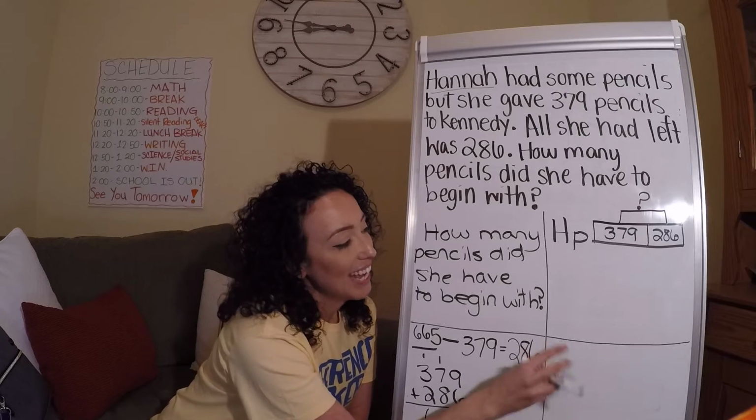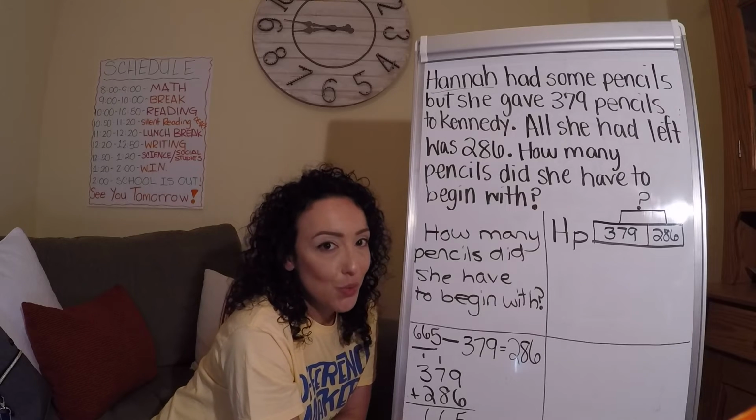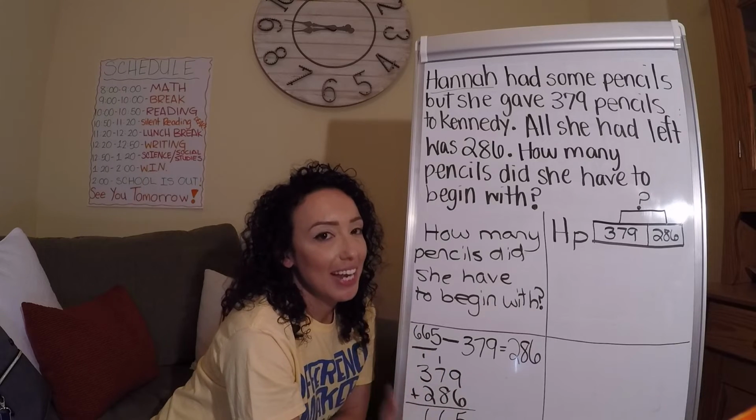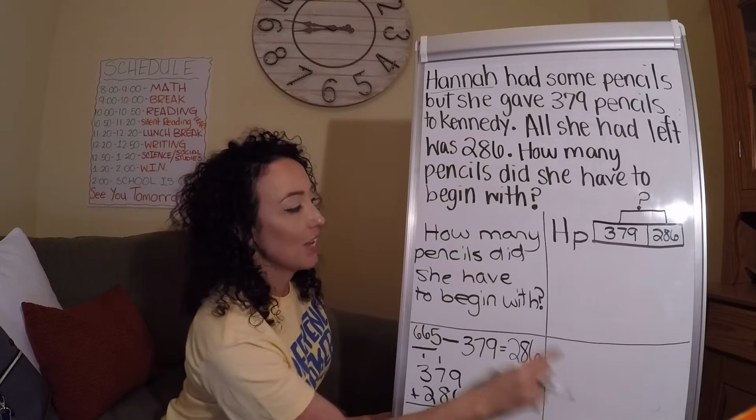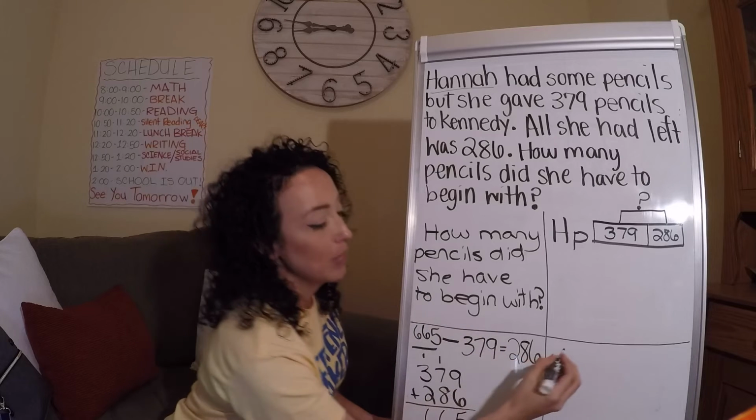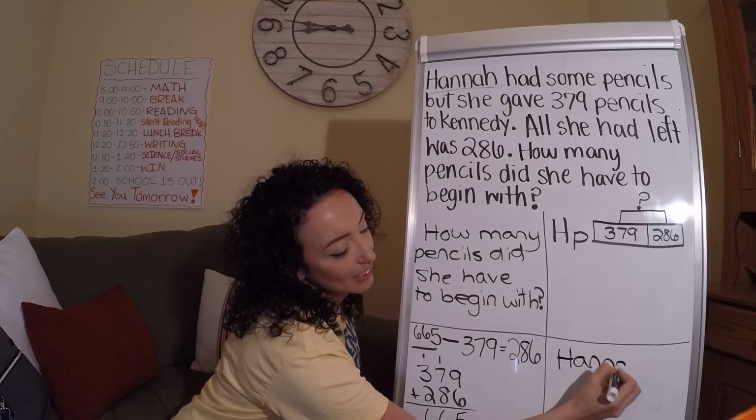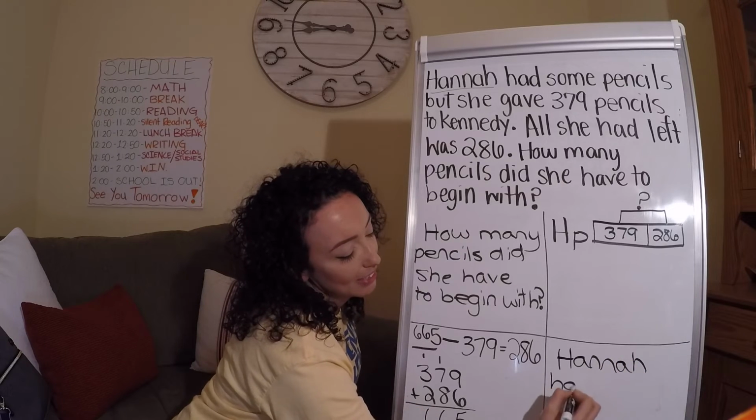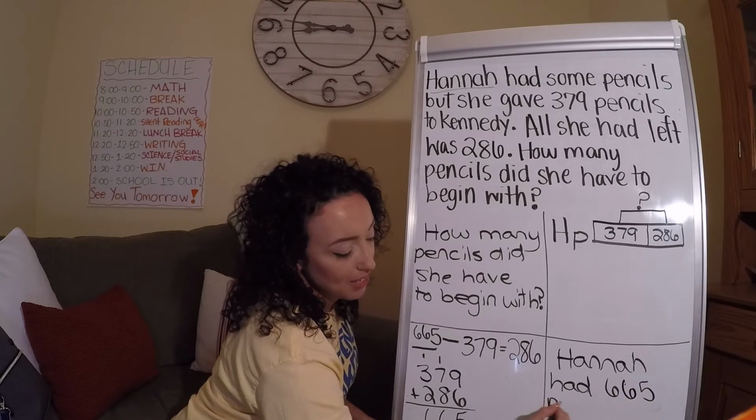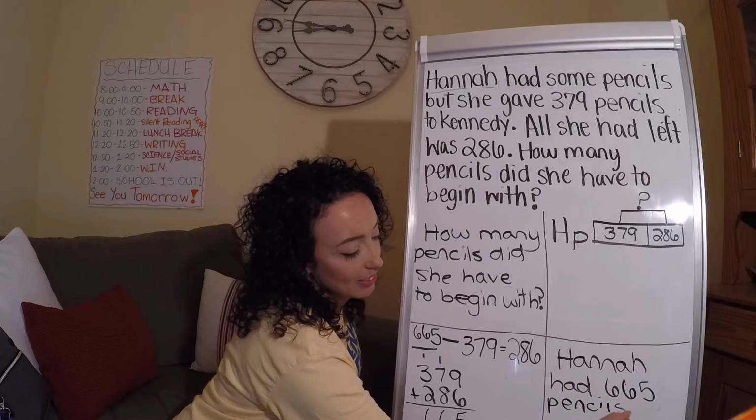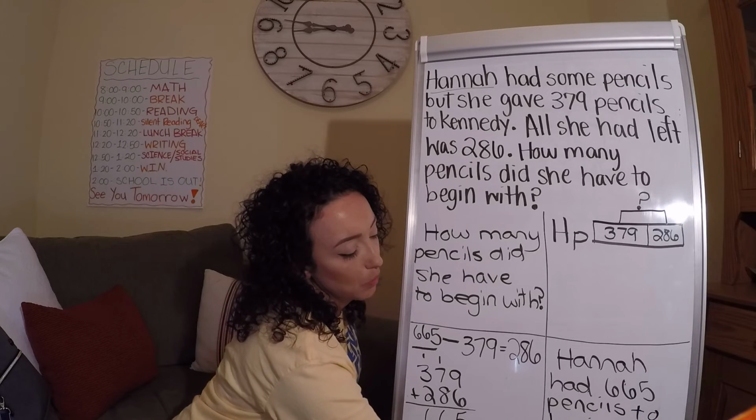I hope you did. And then, at the very end, we have to restate the question into an answer form to make sure we're answering the correct question, because sometimes they try to trick you in how they word it. So, how many pencils did she have to begin with? I would change the pronoun too. Hannah had 665 pencils to begin with.